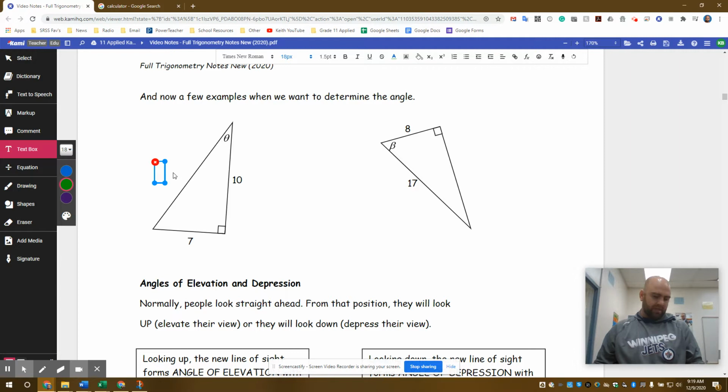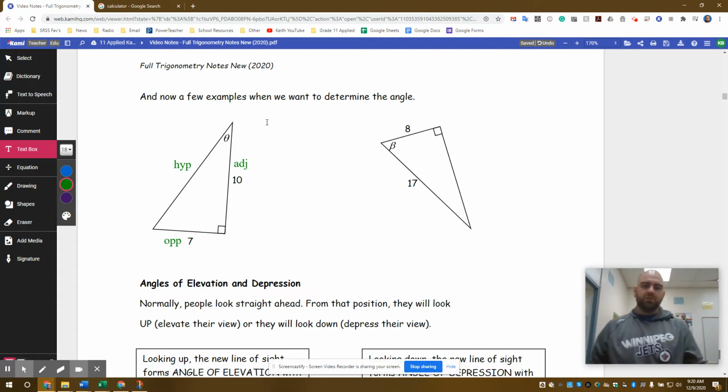We start off by labeling our sides. This one is the hypotenuse. It is the longest side. This one right here is beside. Theta is the angle that we're trying to find, and this one's right beside there, or touching there, so we're going to call that the adjacent. And this one is going to be our opposite. So we're going to label our sides to solve for that.